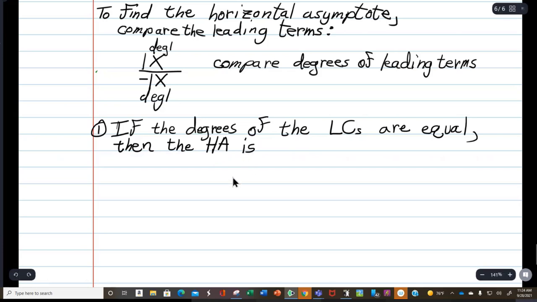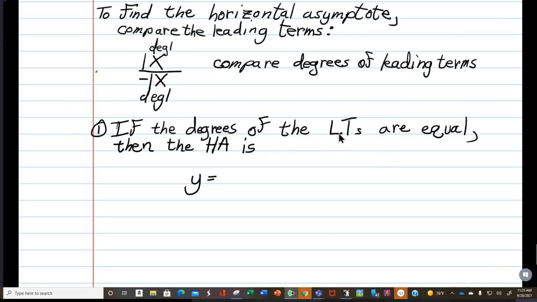Now, how to say this? Y equals. No. Leading term. It's not leading coefficient, it's leading term. So compare the degrees of the LTs. So I do have to erase that. It's not LCs, it's LTs. Compare the degrees of the leading terms. Why do I care? Because I'm about to compare the leading coefficients when the degrees are equal.